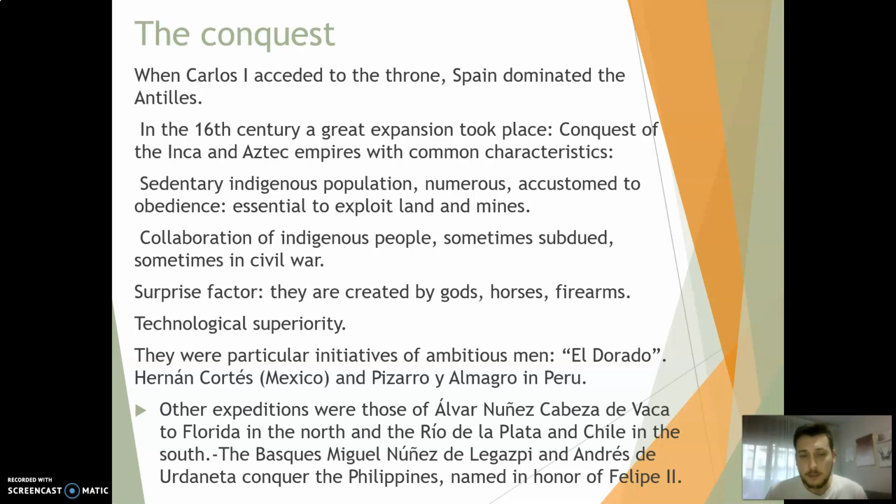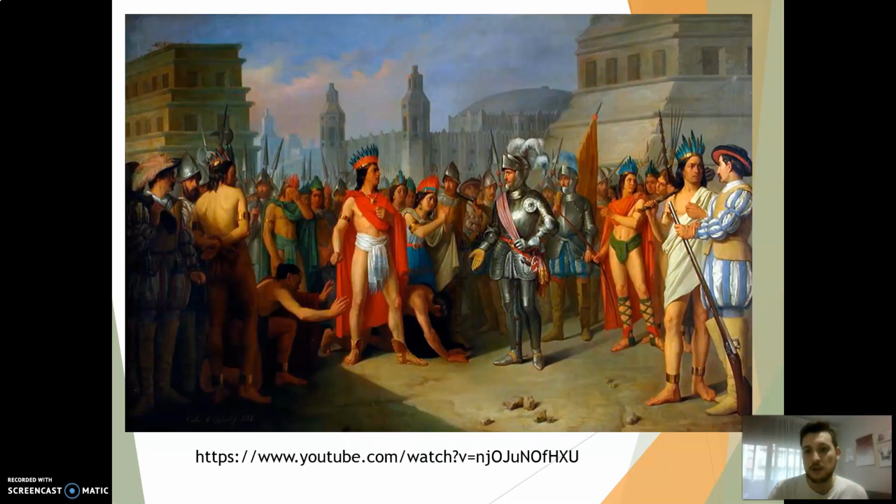For example, factors that helped these victories, like the surprise factor, the collaboration with indigenous people, because these indigenous people, as you can imagine, had fought among themselves between dynasties, and of course, the most important, the technological superiority. Okay. Well, the most important expeditions were, of course, Hernán Cortés and Francisco Pizarro.